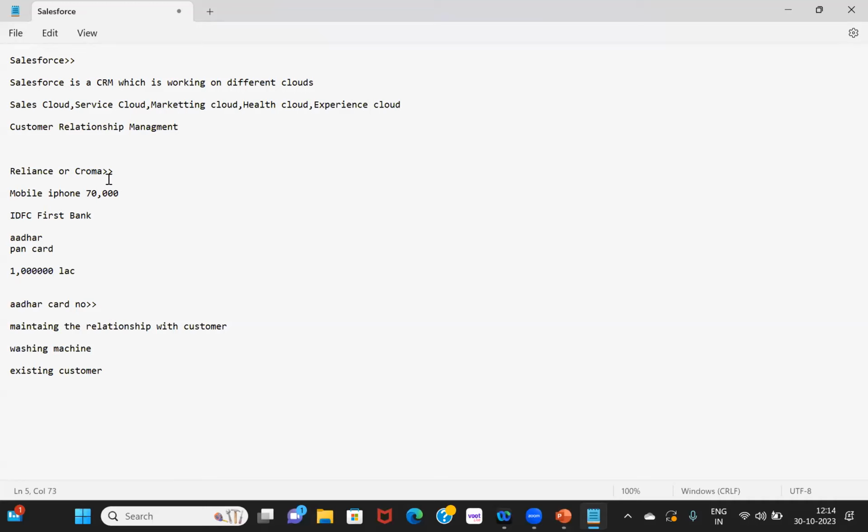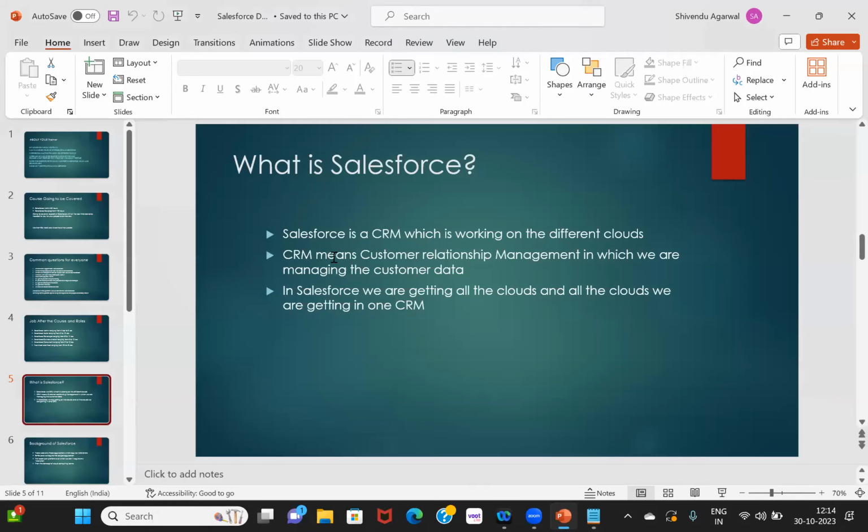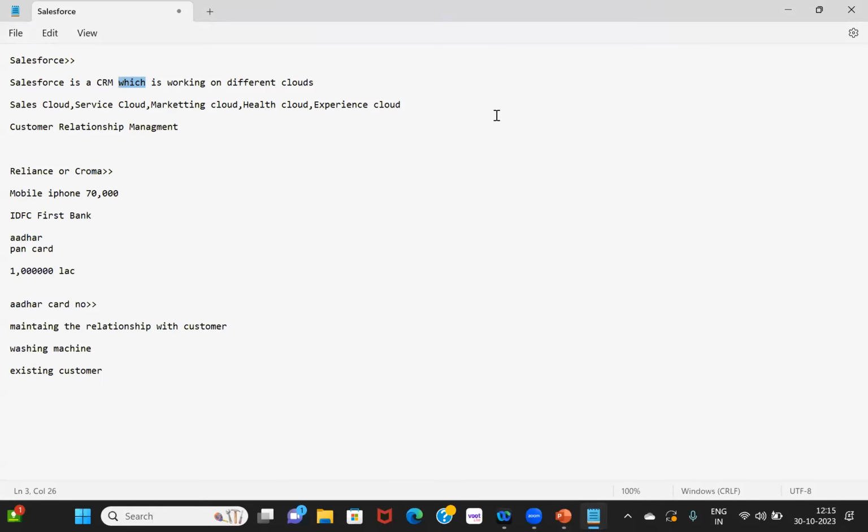So what we are doing is maintaining the relationship with the customer with Salesforce, the CRM that is working on different clouds. Okay, so that is being written here. Salesforce is a CRM which is working on different clouds. And in a CRM, we are doing nothing but managing the customer data. And in Salesforce, what is the thing? In Salesforce, we get all these clouds in one CRM.